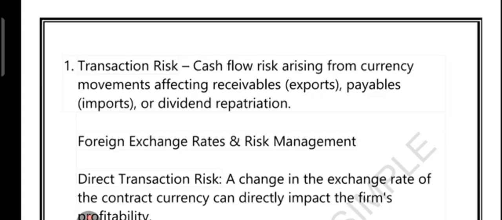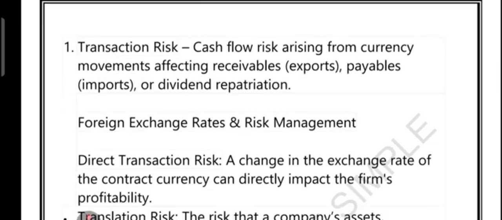So when currency changes mess with the money that you expect to receive or pay, or the dividend that you bring back, that is called transaction. The second is called translation, which affects how foreign assets and liabilities are valued in your books. And the third is called economic. Economic means changes in currency value can impact the entire future earning power of a business, right? So translation, transaction and economic.